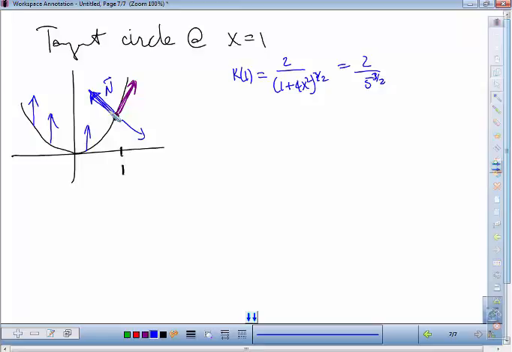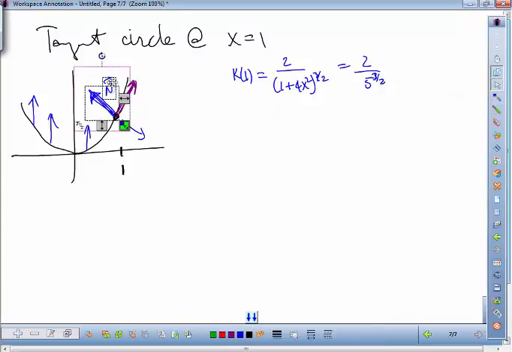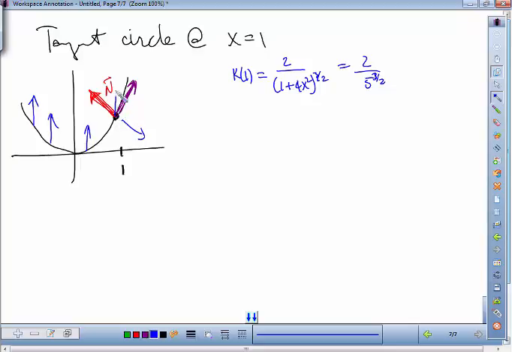how are we going to find a normal vector? We're going to find a normal vector by projecting.